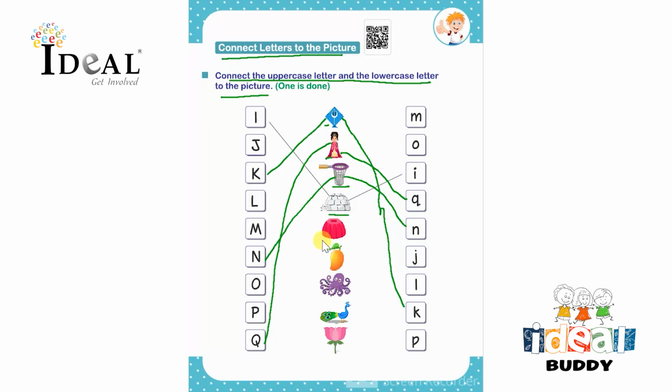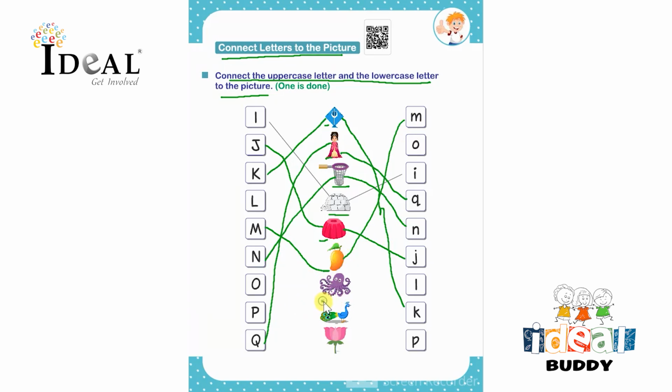After that we have jelly. The beginning sound is j, starts with the uppercase J and the lowercase j. Then it is mango, everyone's favorite fruit. So the sound is m, beginning sound is m. So the child will connect it with the uppercase M and the lowercase m.